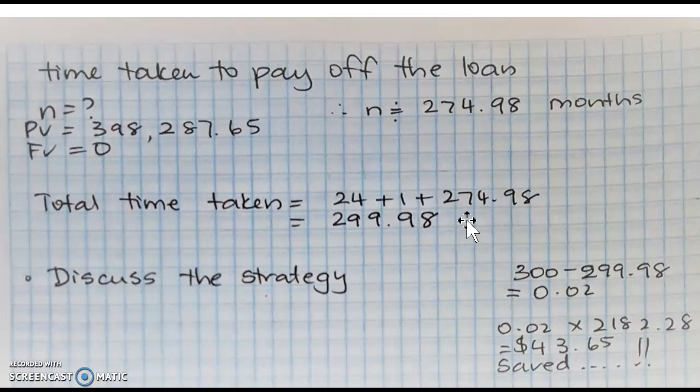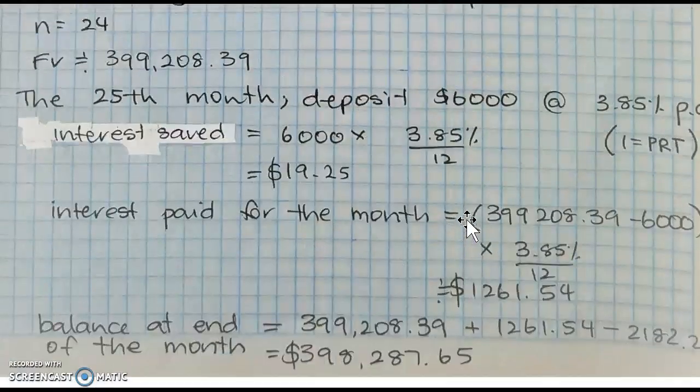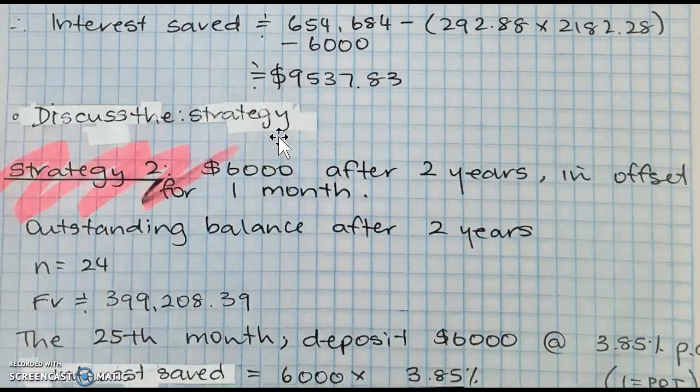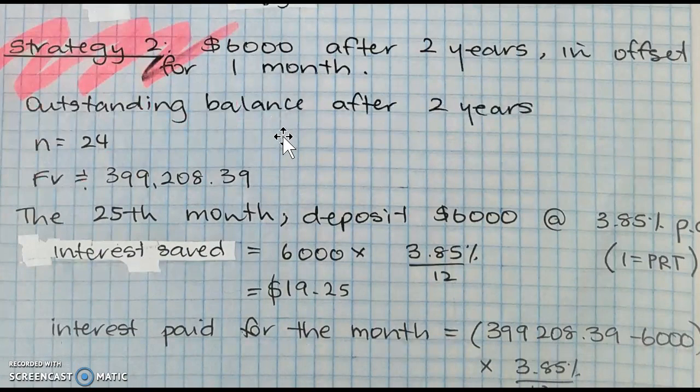So if I was going to do strategy 3, I might say put $6,000 in after 2 years, but don't leave it in for the month. Just let it sit in there for the rest of the length of that loan. And then that would be just like a lump sum calculation. And you'll see that that will save you a bit more money.